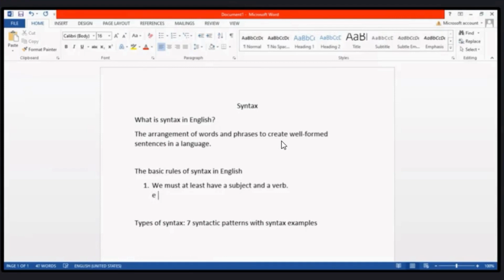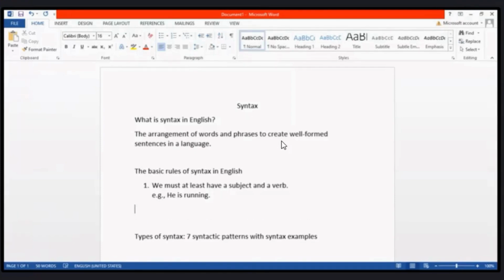For example, he is running. Here we've got he as the subject, is as the helping verb, and running as the main verb. So for a complete sentence, we must at least have a subject and a verb. That is the minimum requirement. So when it comes to the basic rules of syntax, this is what we must have for our first rule. Then what is our second rule?